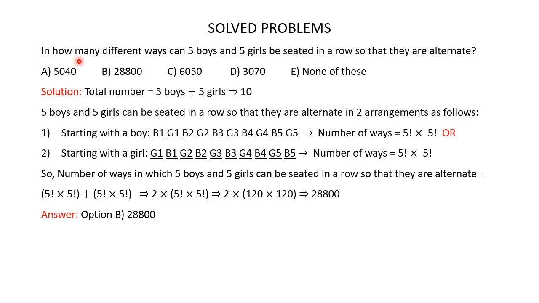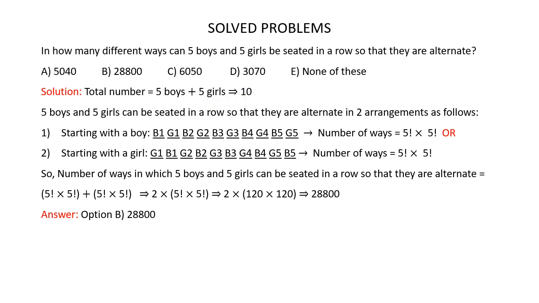In how many different ways can five boys and five girls be seated in a row so that they are alternate? Here you are given five options and you have to find out which of these options is the correct one. So here it's given that there are five boys and five girls. So the total number is 10.